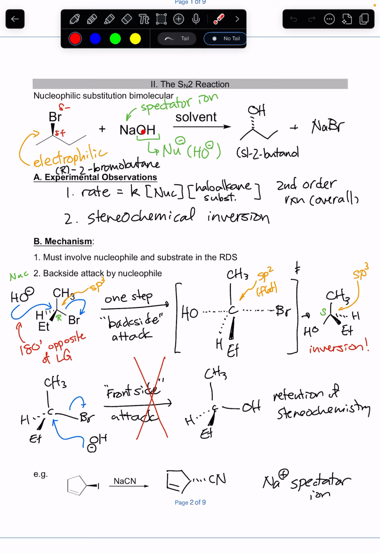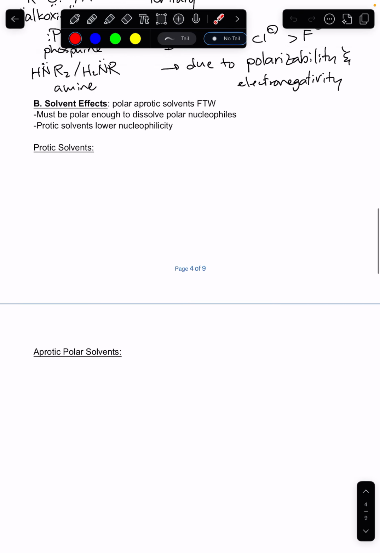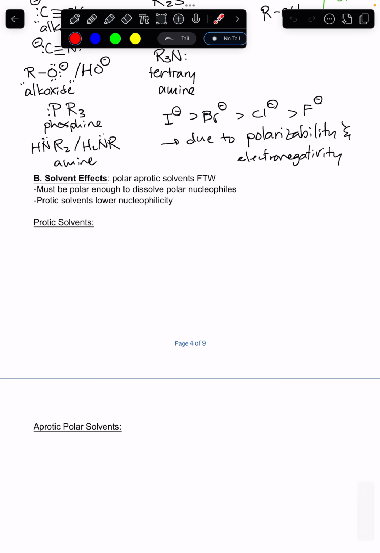We considered the nucleophiles last time. Today we want to think about the solvent. That's the majority stuff that all these reactions happen in. Remember, the minority is the solute, majority is the solvent, which usually is a liquid of some sort. So let's think about the solvent effects. And the best solvents for SN2 reactions, just to give you the end conclusion, are the polar, what we call polar aprotic solvents.